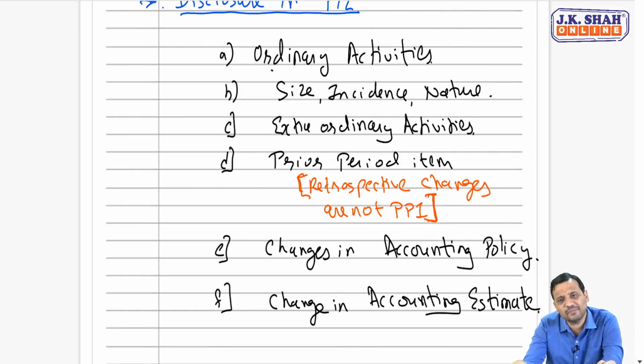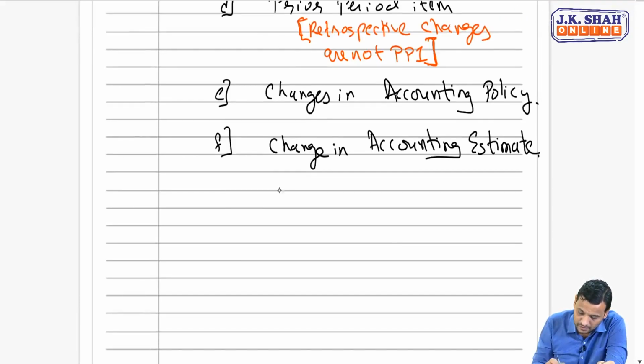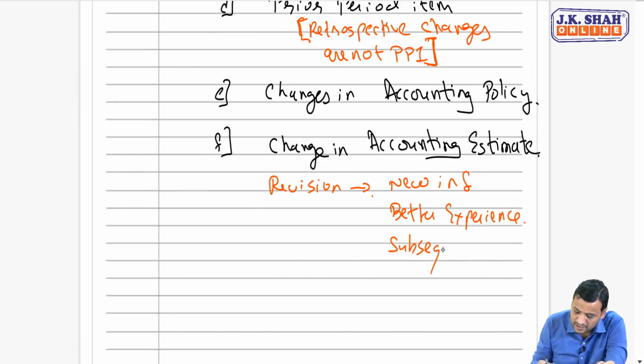Can this estimate be revised? Yes, why not? When can you revise this estimate? Remember this point, friends. When can revision happen? Sir, revision may be due to new information. I got new information. Now, on basis of experience, I am able to understand what should be the scrap value, what should be the RDD, subsequent development.